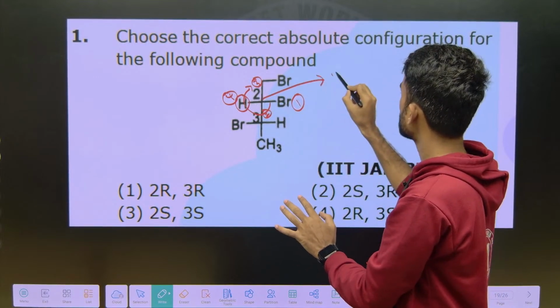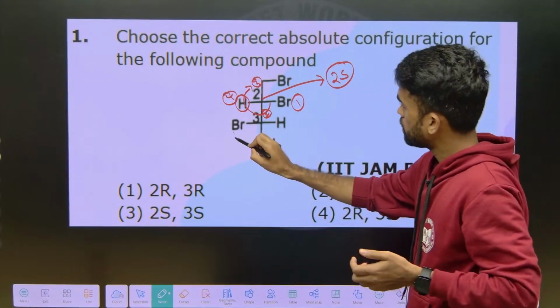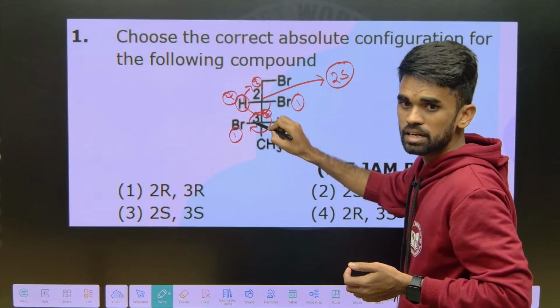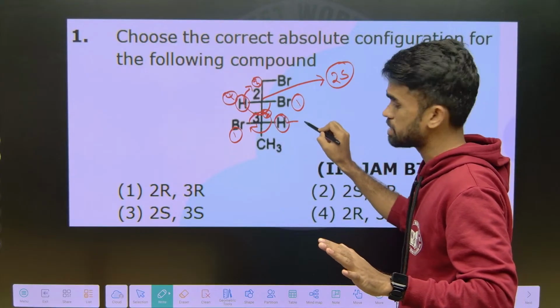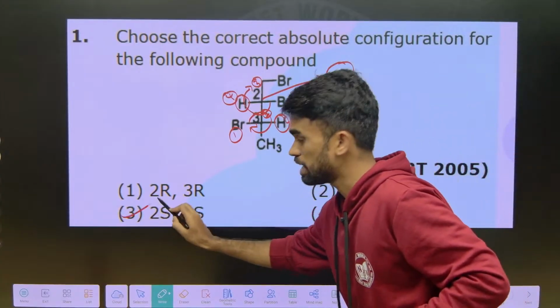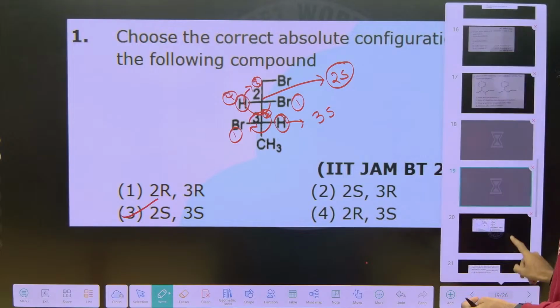So 2S, and now tell me here, 1, 2, 3. It is clockwise, generally R, but least priority on horizontal becomes S. So 3S, 2S, 3S, that's it. Very simple now, nothing to do, okay, right.